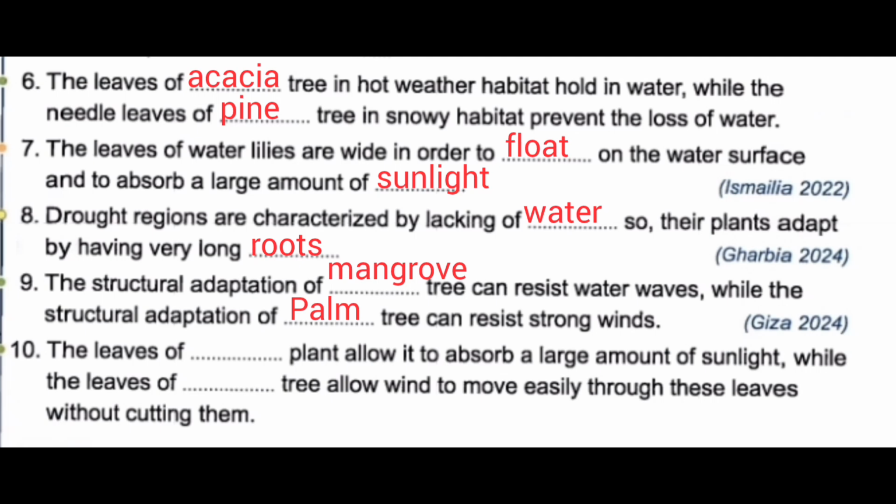Number 10. The leaves of blank plant allow it to absorb a large amount of sunlight, while the leaves of blank tree allow wind to move easily through these leaves without cutting them. The leaves of water lily allow it to absorb large amount of sunlight, while the leaves of cabbage tree allow wind to move easily.